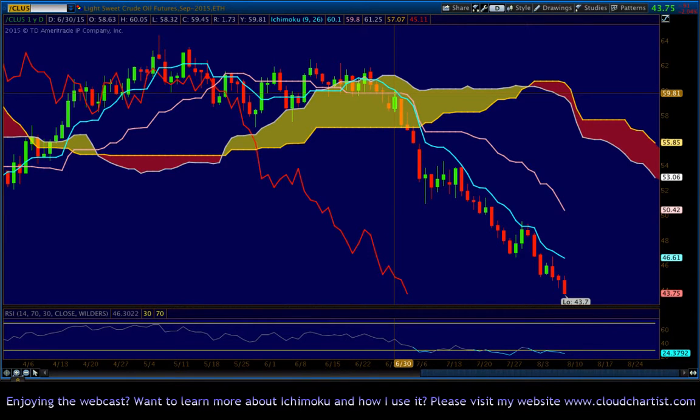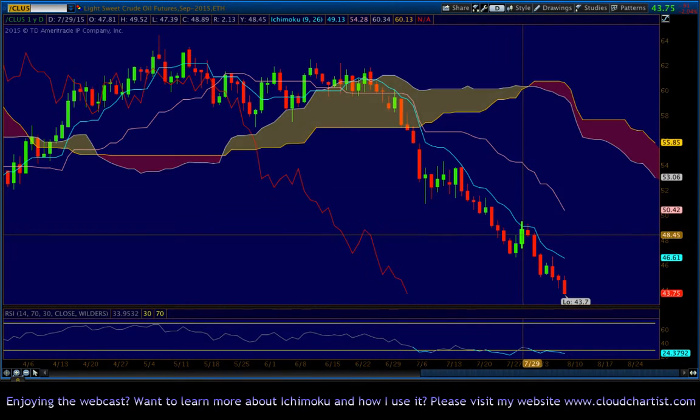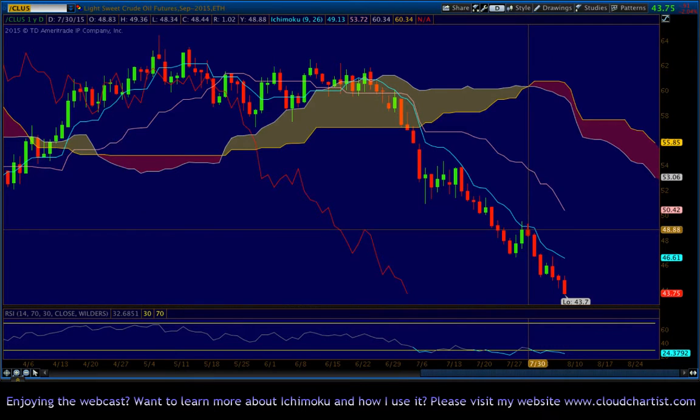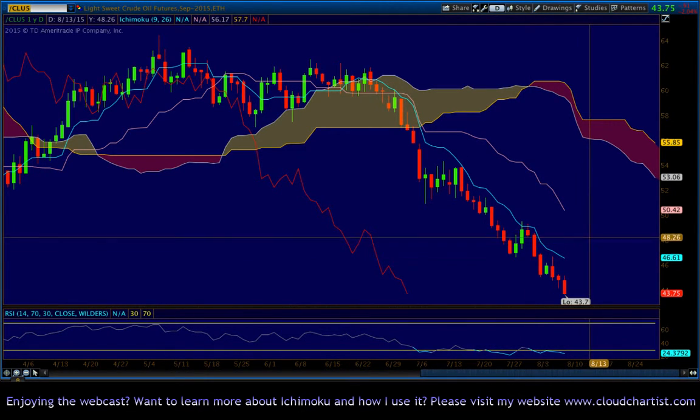Actually, since the 24th, when it got back under the Tenkan-sen, it has only tested it here, really. There was a small test of it. It went over the Tenkan-sen slightly here. It violated the Tenkan-sen here, and then just a little bit on this candle, the 730 candle also. So no sign of a bounce here.